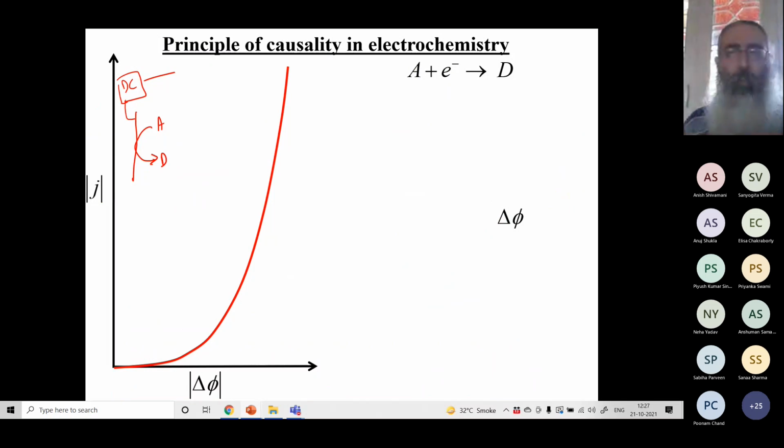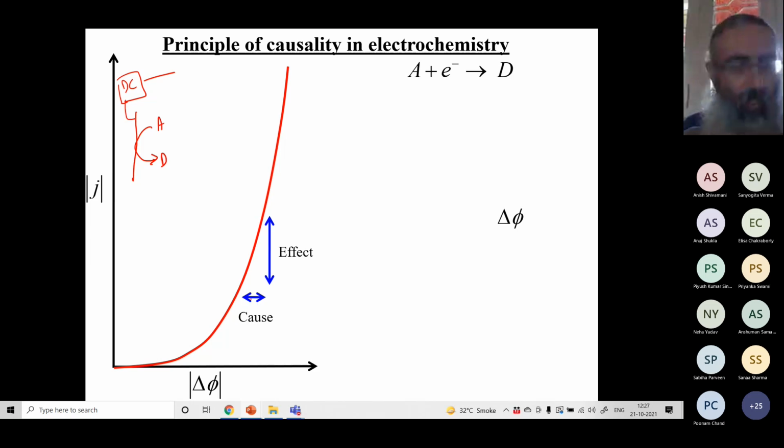That means for this conversion of A plus e going to D, we apply a small cause or an action. This action means we are changing the delta phi by a small amount. What is the effect going to be? The effect is going to produce a huge change in current density, a huge increase in current density. Thereby, the rate of the reaction is significantly altered. And this is a very powerful tool.